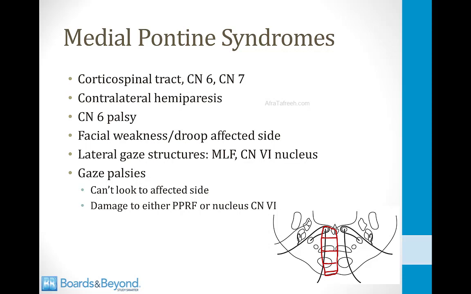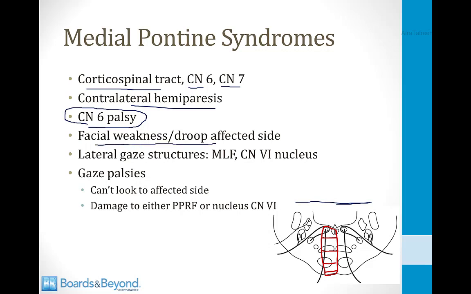So if you have a medial pontine syndrome, you'll get damage in the area I've highlighted down here in this drawing, and basically you will lose your corticospinal tract, cranial nerve 6, and cranial nerve 7. So loss of the corticospinal tract will give contralateral hemiparesis. Loss of cranial nerve 6 will give a cranial nerve 6 gaze palsy, and then loss of cranial nerve 7 will give you facial weakness and droop on the affected side. Also remember that the medial longitudinal fasciculus, the cranial nerve 6 nucleus, and the paramedian pontine reticular formation are all midline structures that you need for lateral gaze. So you can get gaze palsies where you can't look to the affected side if you have damage to either the PPRF or the nucleus of cranial nerve 6.